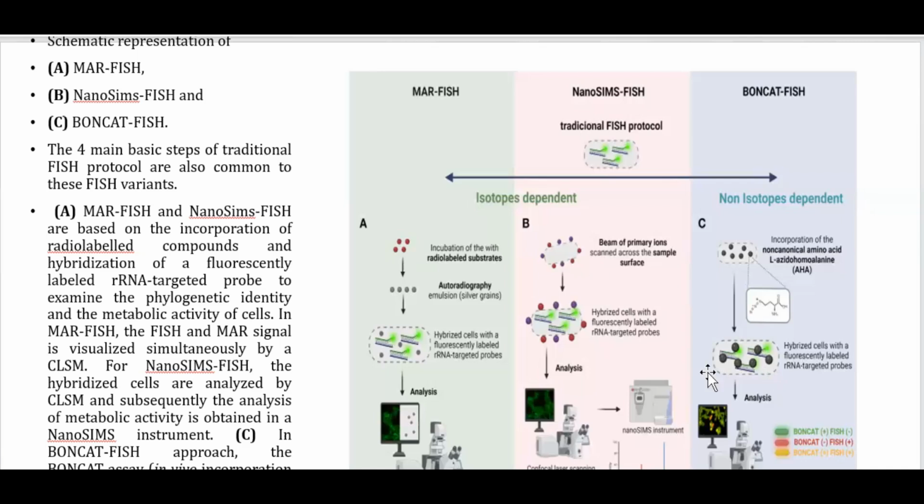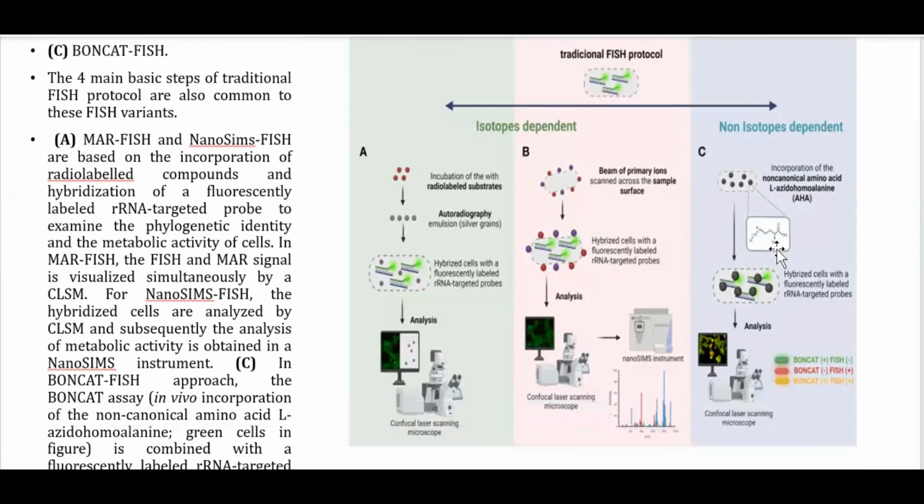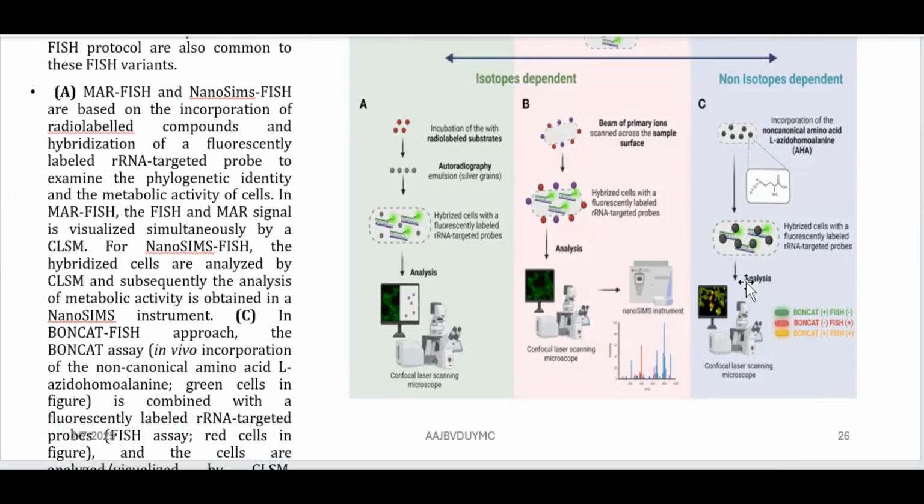this instrument. And when it comes to the BONCAT approach, you are going to conduct the BONCAT assay, that is in vivo incorporation of the non-canonical amino acid AHA, that is azidohomoalanine. And what you are seeing, the green cells, in the figure right here, they are combined with a fluorescently labeled RNA targeted probe, and the FISH assay is carried out. So this is how the variations are.